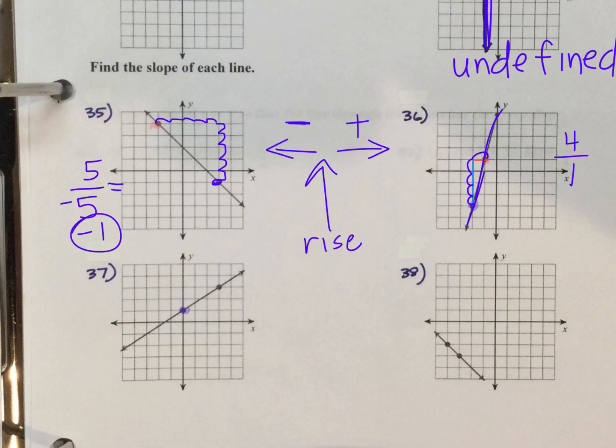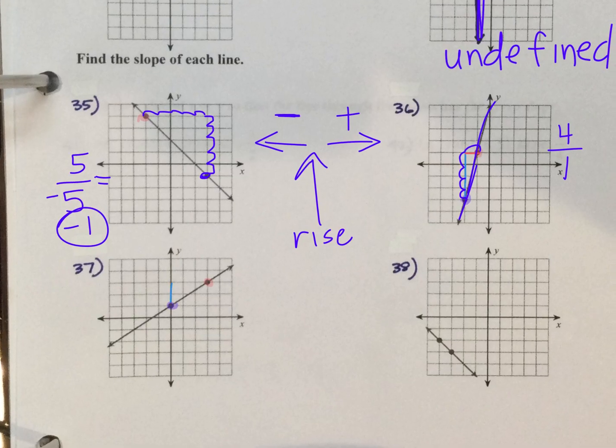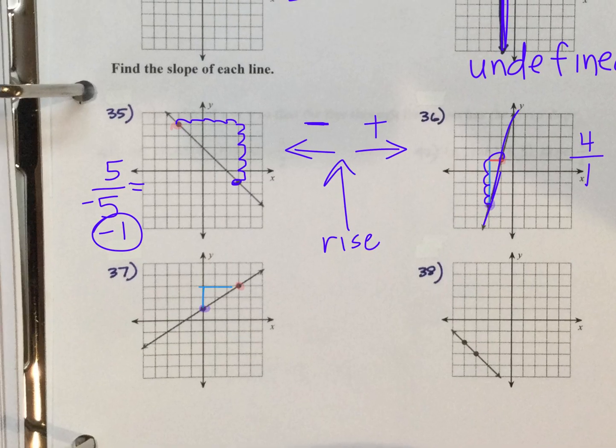All right, this little guy, let's start at purple. We're going to end at red. We're going to rise, and then we're going to run to get to the red. So our rise is 1, 2. My run is 1, 2, 3. And I ran to the right, so it's positive, so all is good.